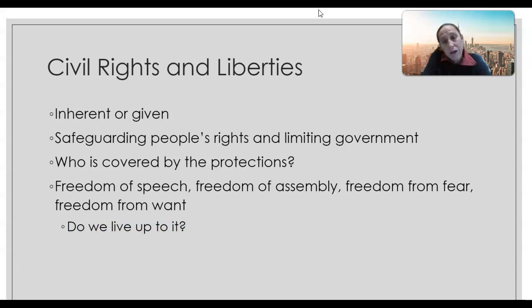So once again, stop the recording for a minute or so and sit down with your thoughts and maybe jot down a little bit. What do you think? Do we live up to it in the United States? Are we protecting, does our government protect or protect enough our civil rights and liberties? Why and why not? Obviously.